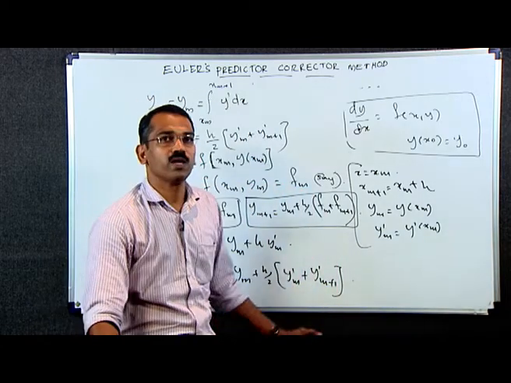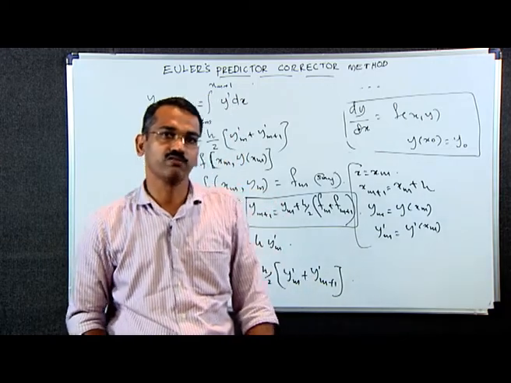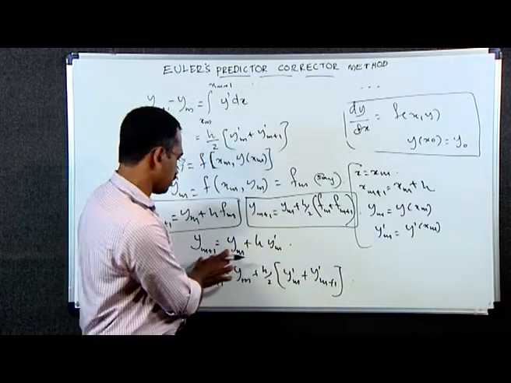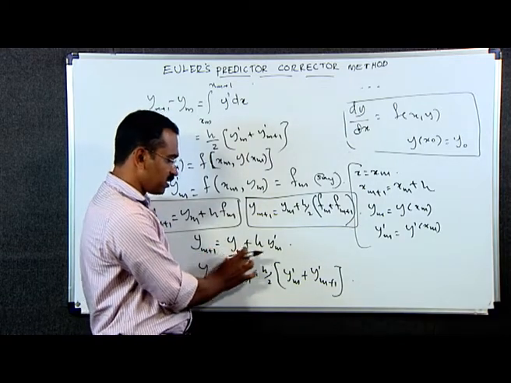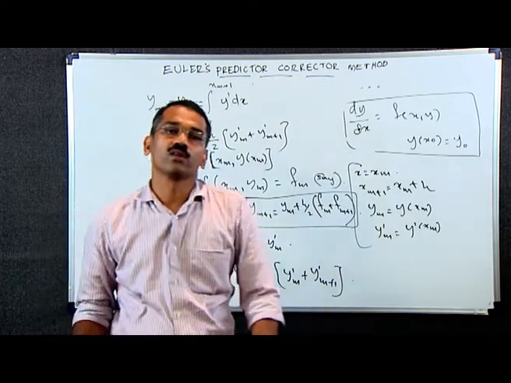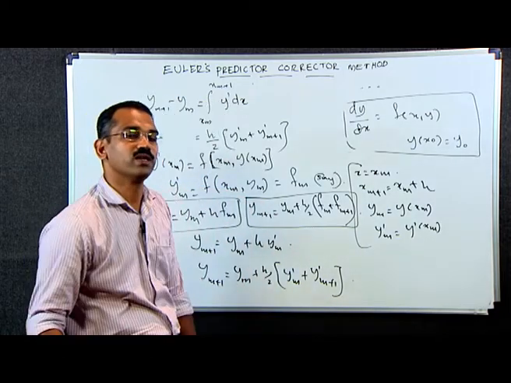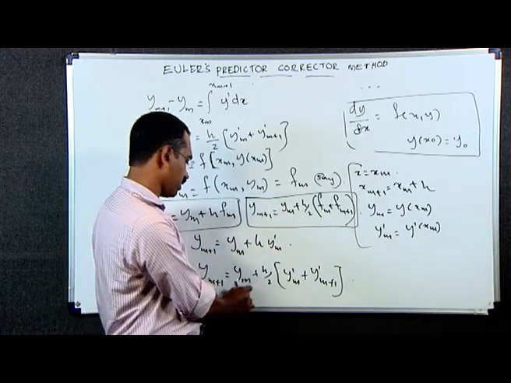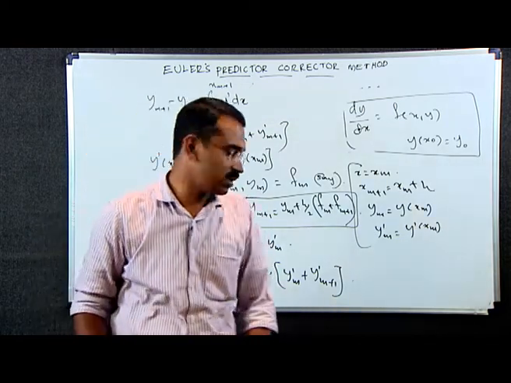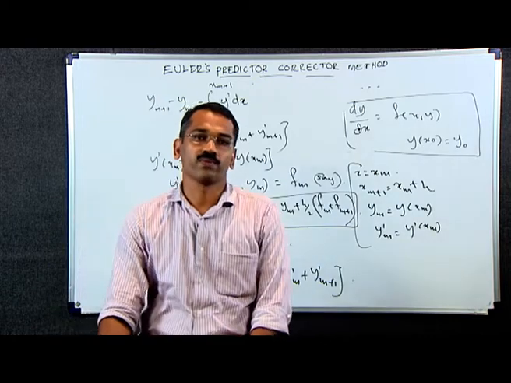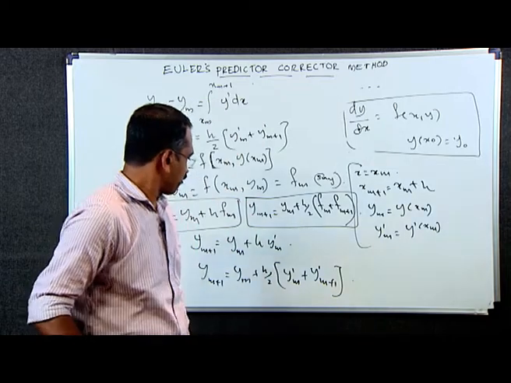In the predictor formula, the unknown ym plus 1 is expressed in terms of the known value of ym. Whereas in the corrector formula, the unknown ym plus 1 is expressed in terms of ym plus 1 itself. This is the characteristic feature of a corrector formula.